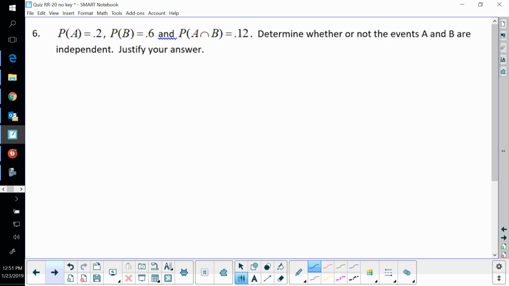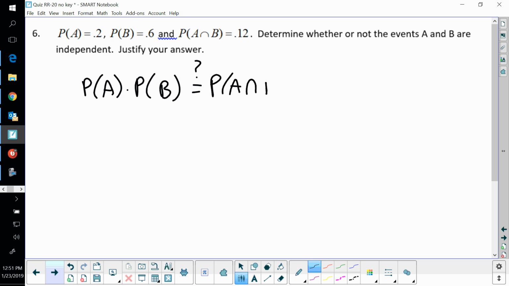Alrighty, number 6. Determine whether or not events A and B are independent. So when we see independent, we've written this down on our inside cover of our booklet, something you should be studying tonight. Our independence formula is probability of A times probability of B equals, with a question mark, because we don't know if they're equal, probability of A and B. So we're going to fill in. We'll have 0.2 times 0.6. Is it equal to 0.12?